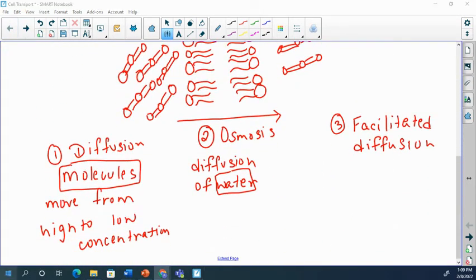The third type of diffusion is facilitated diffusion. In this case, we need to talk about proteins that are present in the plasma membrane. The structure that I have drawn before, I didn't draw proteins in it. So let me show you how proteins look in the plasma membrane. So this is the cell membrane again. And inside the cell membrane, there are proteins, and they're called protein channels.